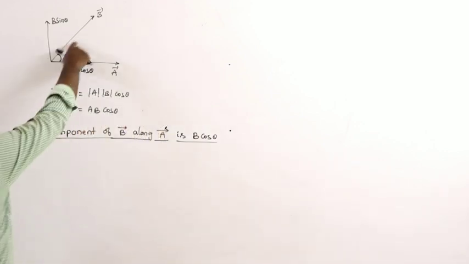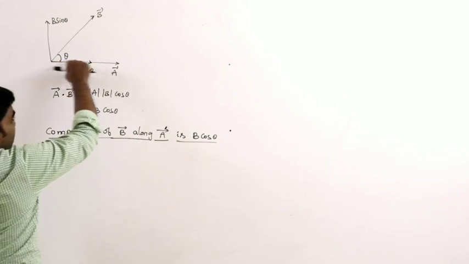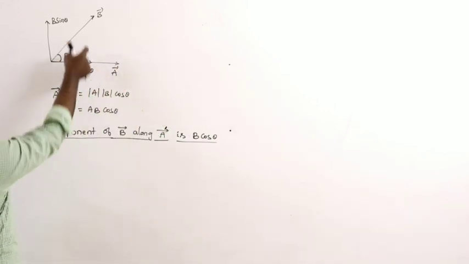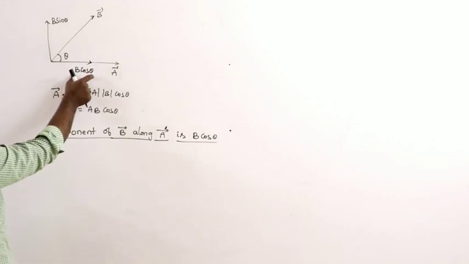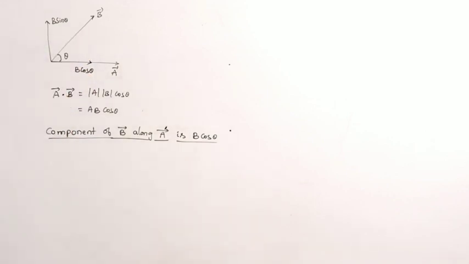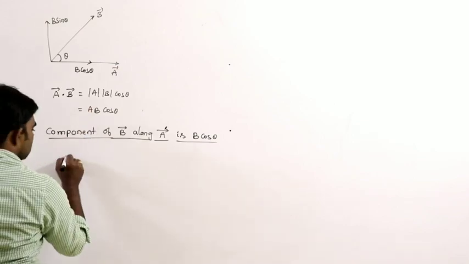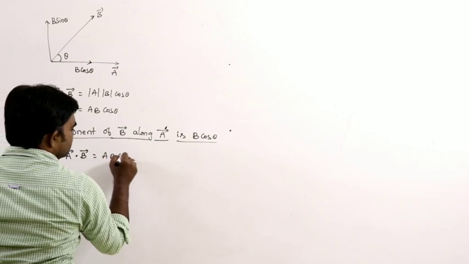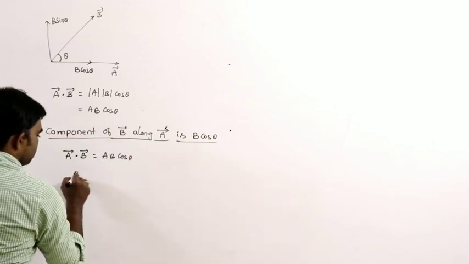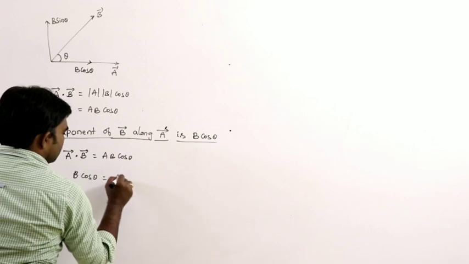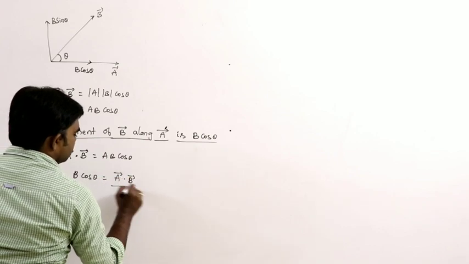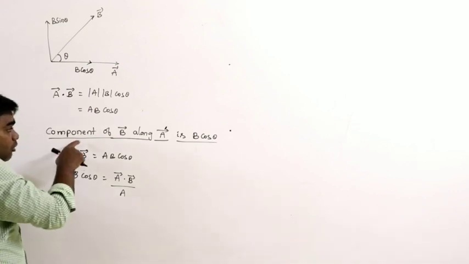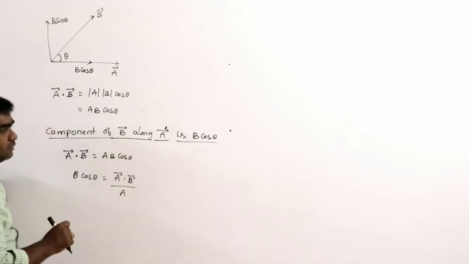Component of b bar along a bar is in the direction of a bar. In the direction of a bar, b has a certain component. What is that component? B cos theta. So from this, a bar dot b bar is equal to ab cos theta, and b cos theta can be written as a bar dot b bar divided by modulus of a.